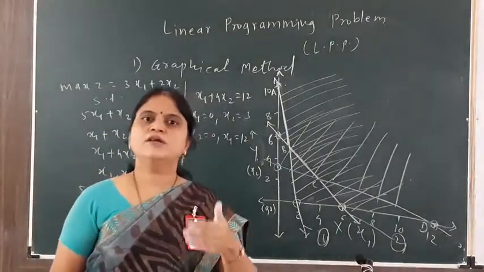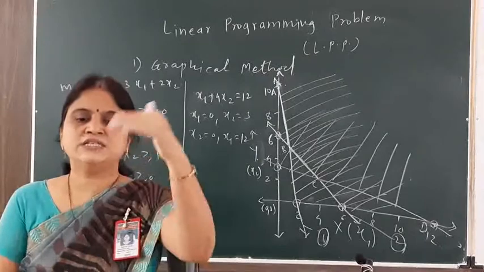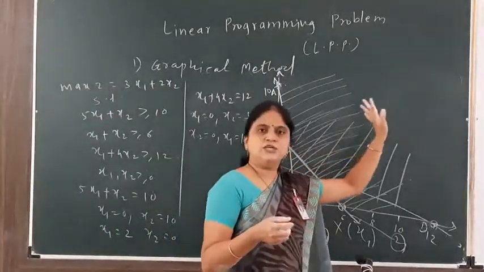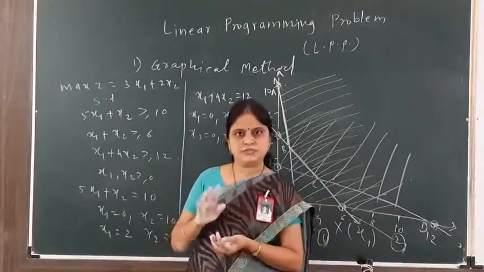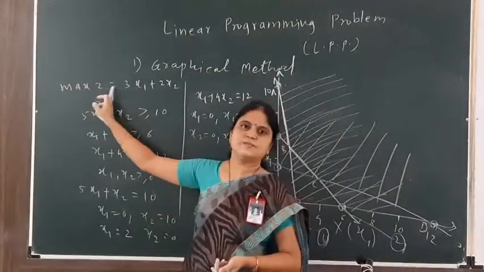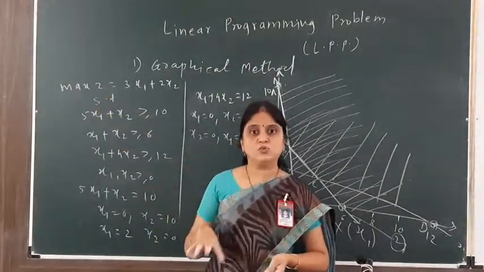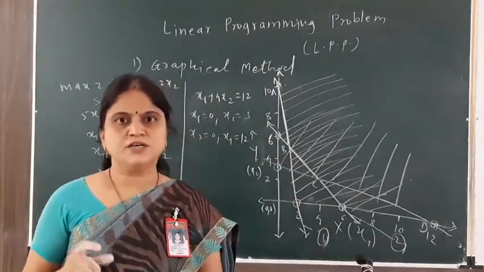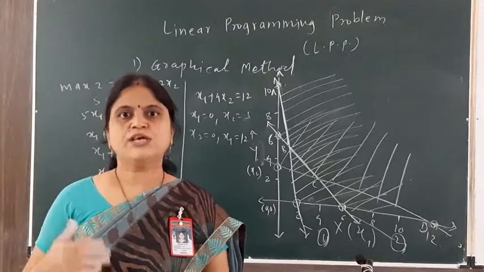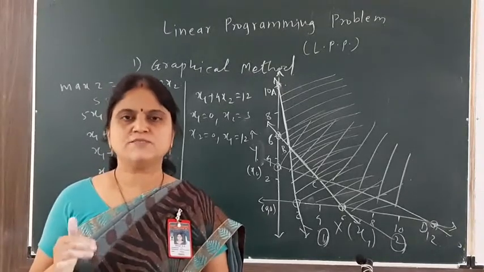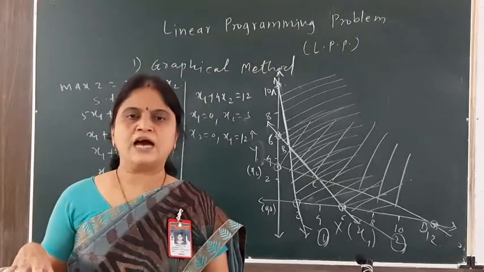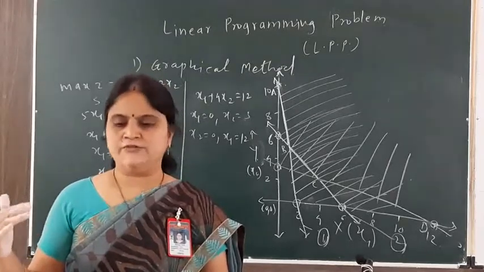That means our region is increasing indefinitely. So I cannot get the value of Z which maximizes my Z. Okay, that means over here this problem has an unbounded solution. We cannot get the solution since the area under these constraints increases indefinitely.